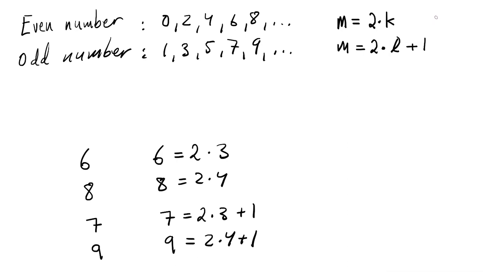Alternatively, we can say that a number is even if it's divisible by 2. And if it's not divisible by 2, then it's odd. So all numbers that are divisible by 2 are even. All numbers that are not divisible by 2 are odd.